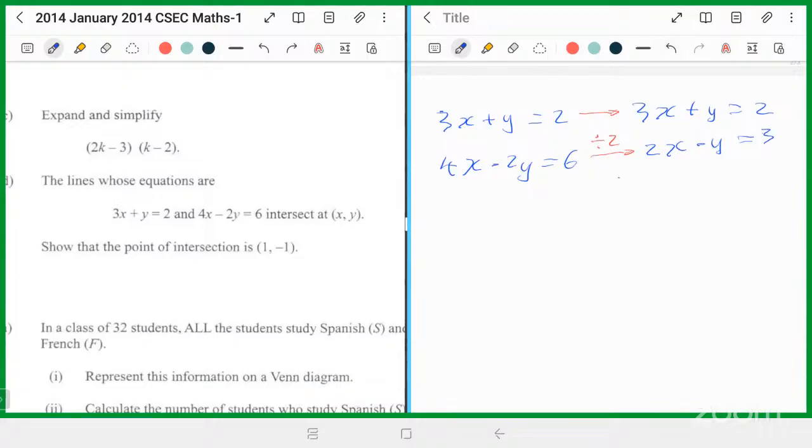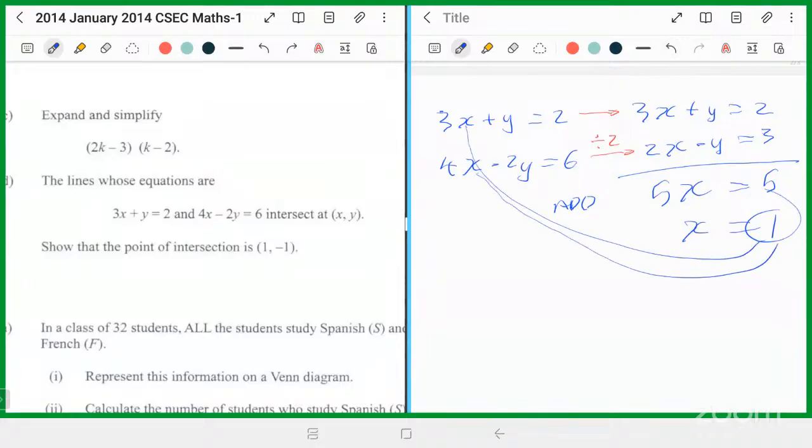Then I add the two equations. I add them because when I add this plus y and minus y, they eliminate each other. So 3x and 2x is 5x. These are eliminated, and that is equal to 2 plus 3 is 5. We divide both sides by 5 now, then we get x equals 1. Then when you get x equals 1, you can plug that 1 into this equation up here, or you can plug it into this one. Let's plug it in the first one.